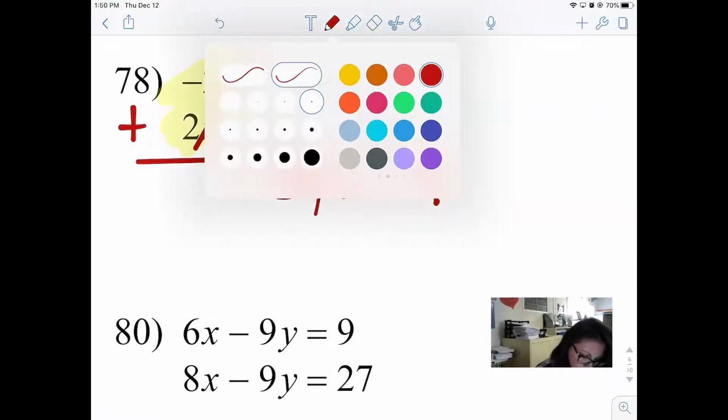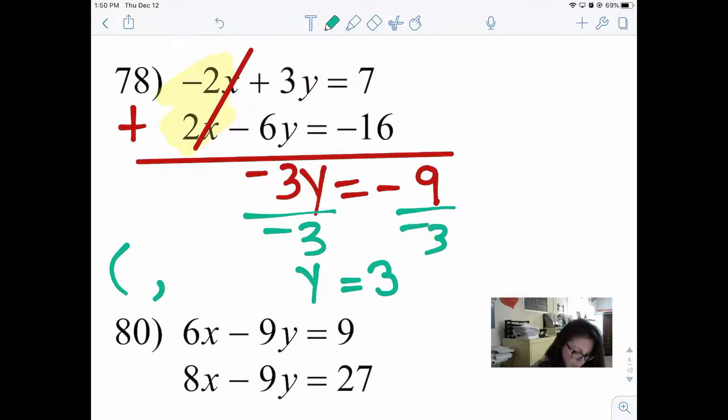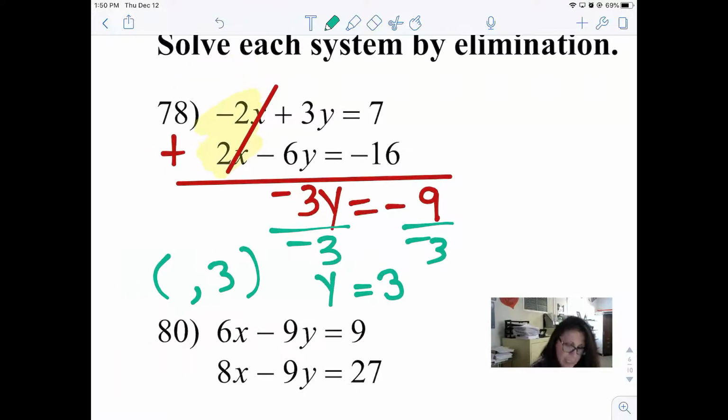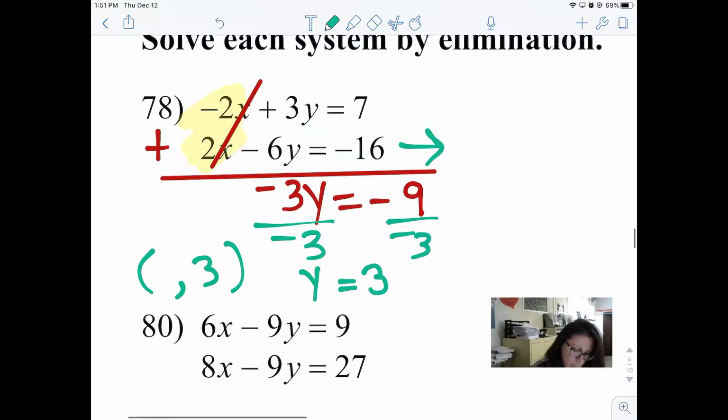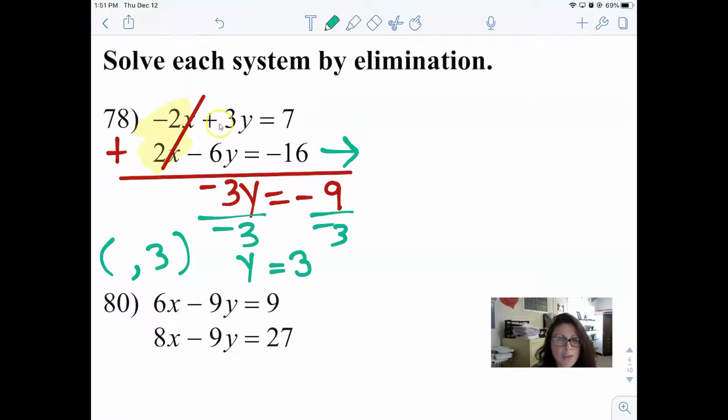Now I'm going to divide both sides by negative 3 to get a y value of negative 9 divided by negative 3, which is a positive 3. So now that I know my y is positive 3, I'm going to solve for x by plugging it into either the top equation or the bottom. It doesn't matter. I'm plugging in for y, so I'm going to plug it into the top.